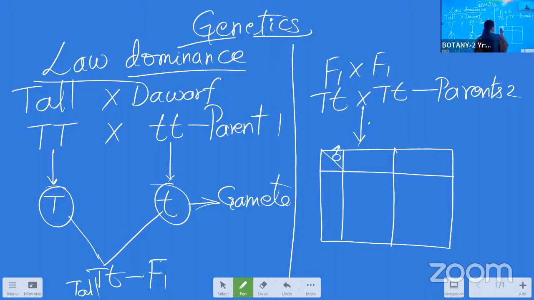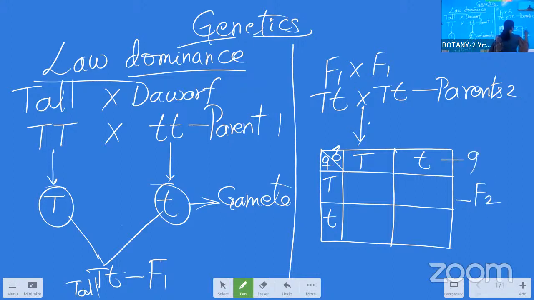This is male, this is female gametes. Capital T, small t. Here, capital T, here, small t. Okay. So, this is the F2 generation. And these are the gametes. Now here, capital T, capital T, capital T, small t, capital T, small t, small t, small t.